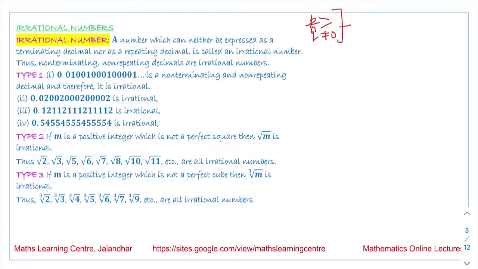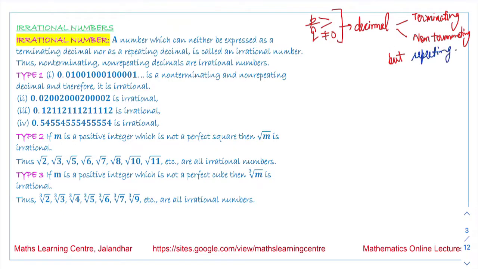Then we have seen the decimal representation. In decimal representation we are saying there are two kinds of representation for rational numbers. One is the terminating decimals and the second is non-terminating but repeating. So rational numbers have a decimal representation that is either terminating or non-terminating but repeating.